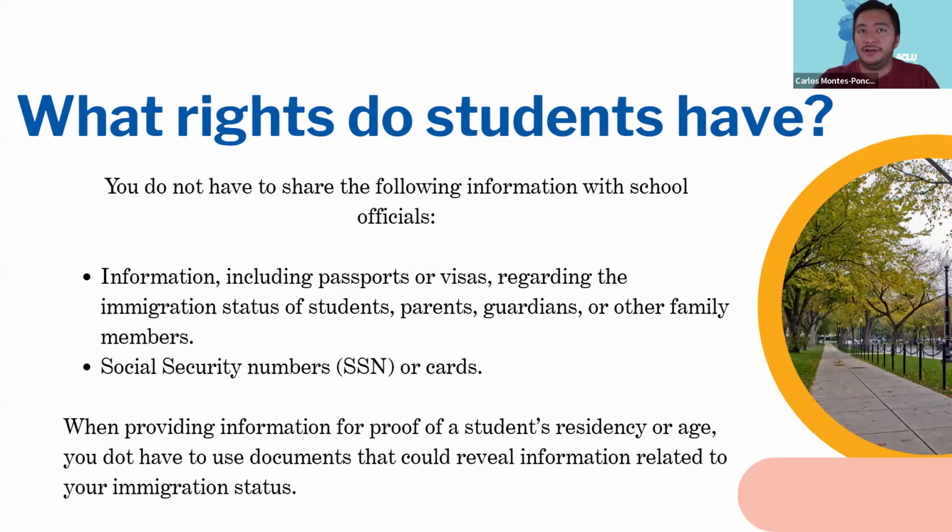Other information includes things like social security numbers or cards. And when providing information for proof of students' residency or age, we just use documents that don't reveal information related to your immigration status. So that's just something important to highlight.